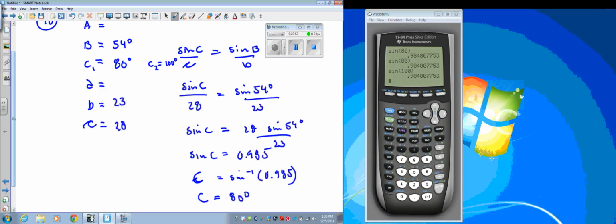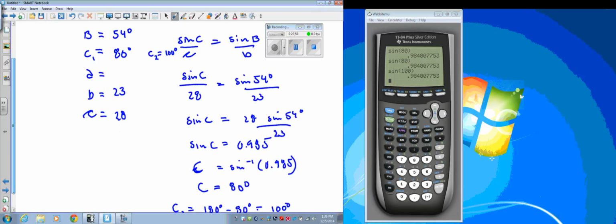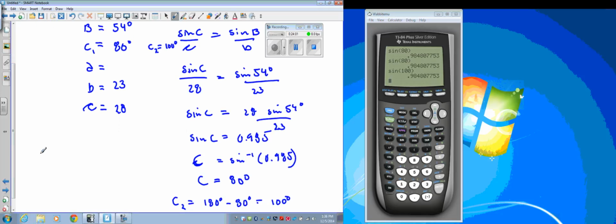Now, if I have this one, then this angle right up here, that A1, is 180 degrees minus the sum of these two, 54 and 80. So this angle is going to be 46 degrees, right?